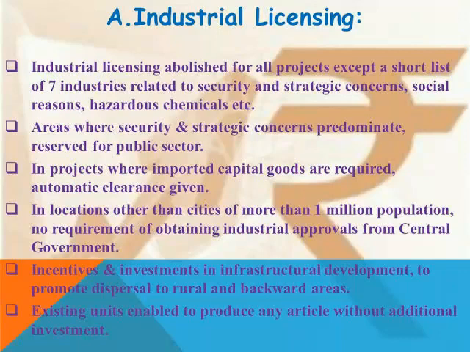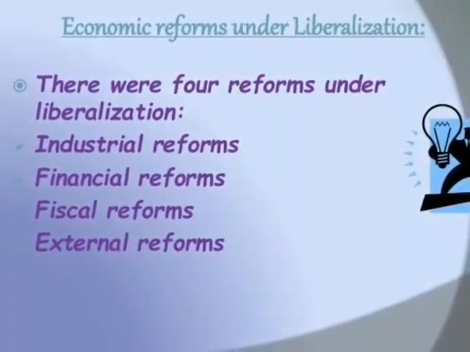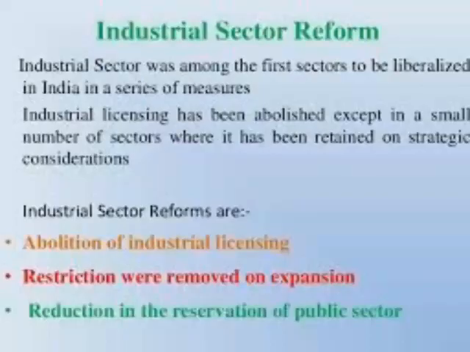So now it was time in 1991 to make all these things liberal, so that every creature of the economy can take equal participation in the growth and development of the Indian economy. Basically, there were four sectors that got huge benefits from liberalization. The first among them is industrial sector reform.